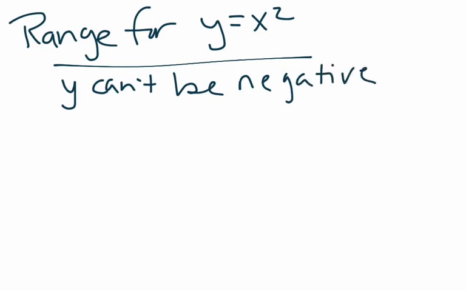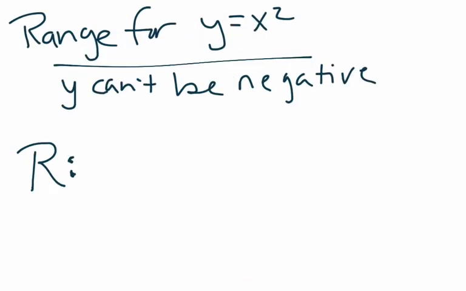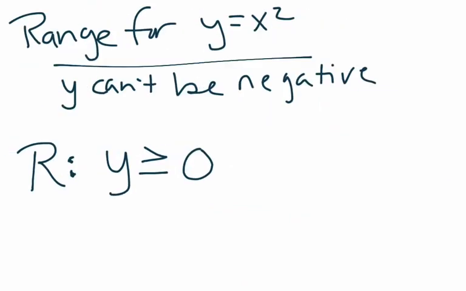Y cannot be negative. So the way I'm going to write that, I'm going to use a capital R, not the funny looking R, not the R for all real numbers, not that one there. And then a colon. And the way I'm going to write this is y is greater than or equal to 0. That means I can get 0 out and any number greater than 0 out, but I'll never get a negative. And that's how you would write the range. Now, there's another way to write that using interval notation, but we are not going to go there today.